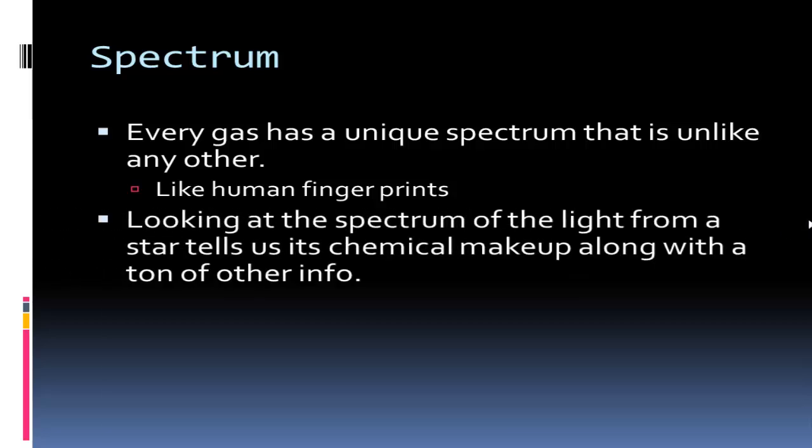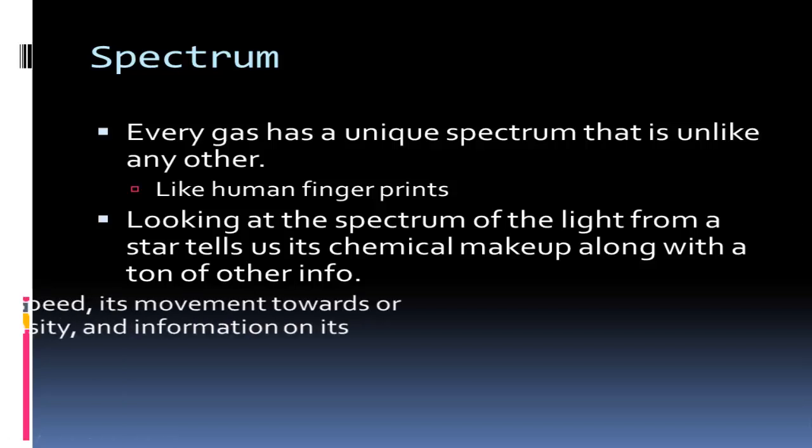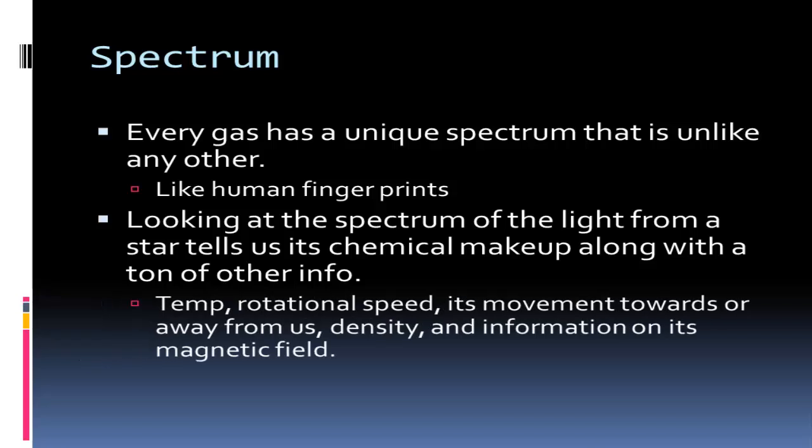Now, beyond just what it's chemically made out of, you can get all kinds of really good information, and it's really important that you write all these down and study them. You can get information about the star's temperature. You can get information about its rotational speed. You can see whether it's moving towards us or away from us. You can see how dense that star is, and even get information about its magnetic field. So this is more important, in terms of how much data you can get, than a really nice Hubble Space Telescope picture. The spectrum gives us all kinds of goodies in detail.